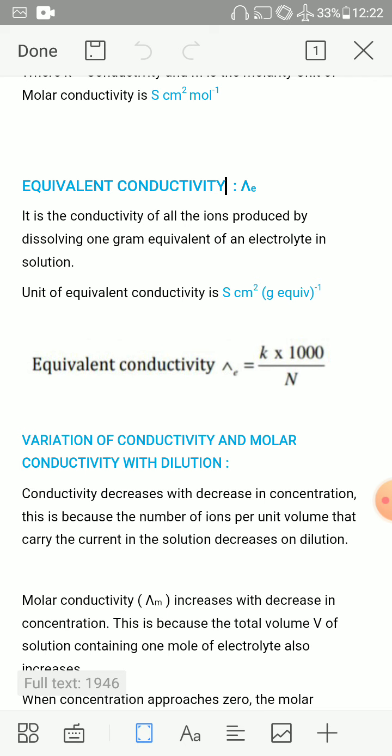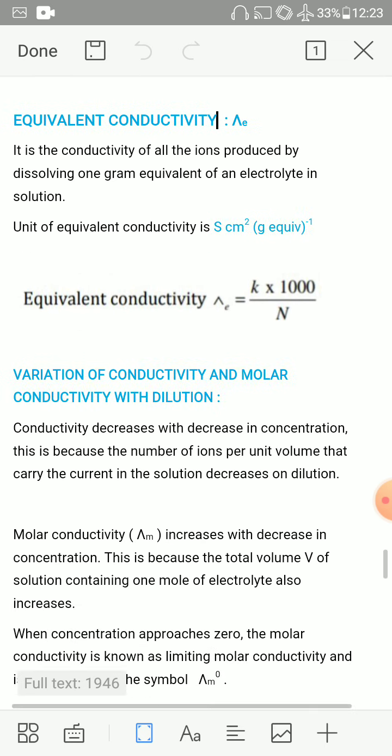Now, the variation of conductivity, that is kappa, and molar conductivity, that is lambda m, with dilution. What will happen if you dilute an electrolytic solution? That is, what will be the net result on conductivity on dilution? So, variation of conductivity and molar conductivity with dilution.